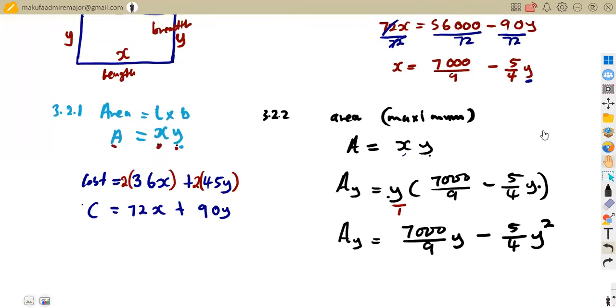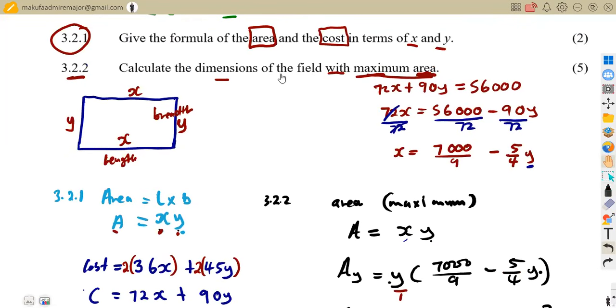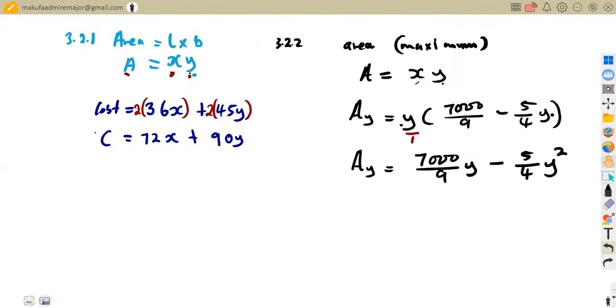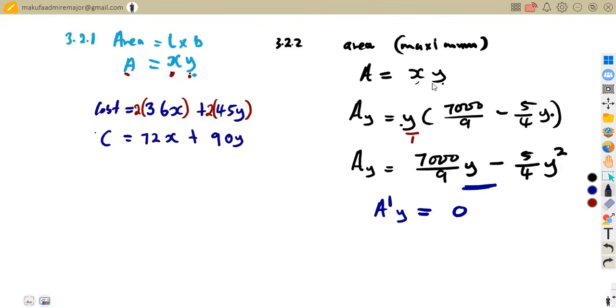So we have obtained an expression for area, but they are saying we need to calculate the dimensions of the field with the maximum area. For this area to be maximum, its first derivative with respect to y must be equal to 0. We couldn't apply it earlier because we had x and y. That is where we have to search for another equation that has x and y also, so that we can make substitutions to replace one of these.